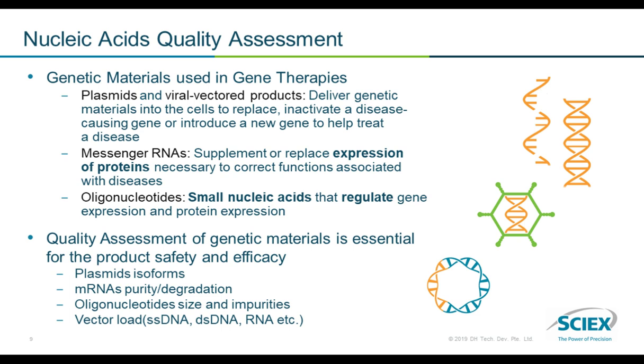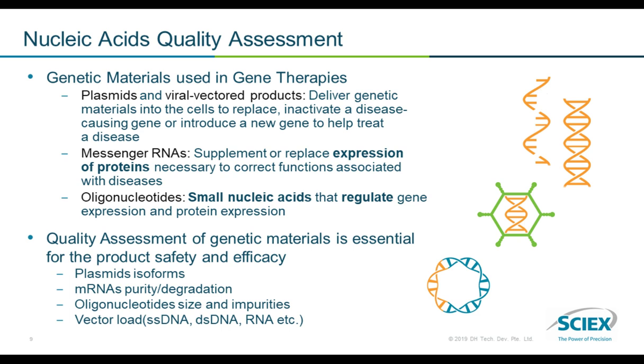For plasmids, the genetic material is delivered into the cell to replace or inactivate a disease-causing gene or introduce a new gene to help treat a disease. You might have mRNA to supplement or replace expression of a protein to correct a function associated with a disease. You might get small oligonucleotides, which are small nucleic acids that regulate gene expression and protein expression, like siRNA, which is small interfering RNA.